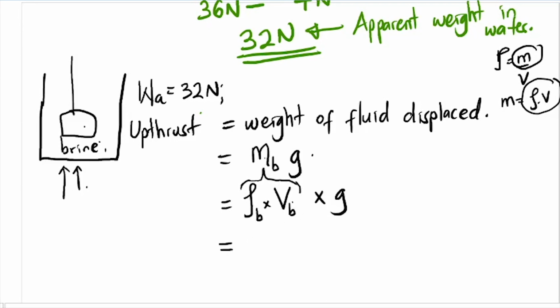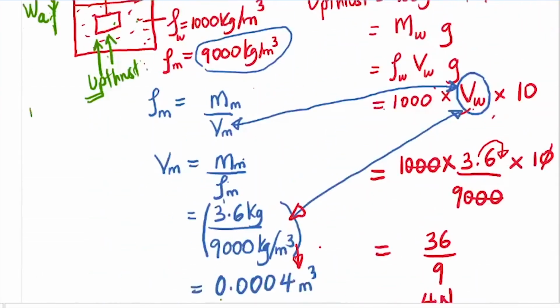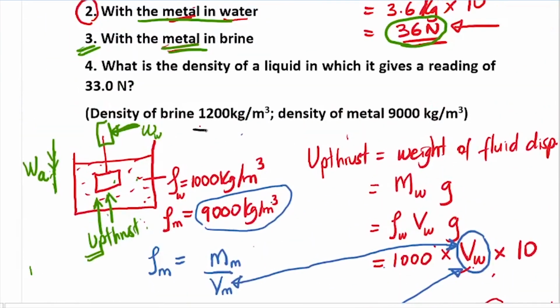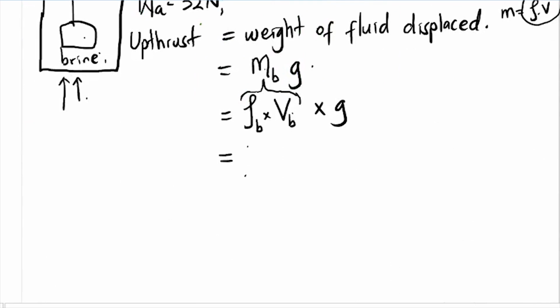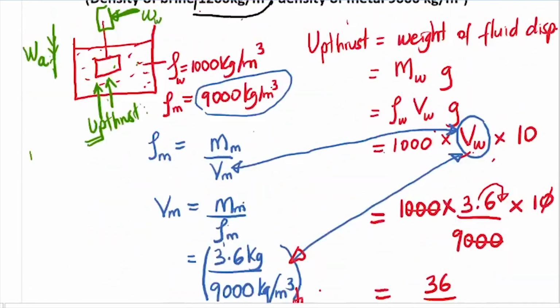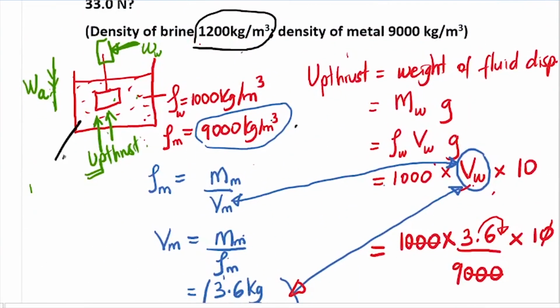So this is going to become, what's the density of brine? We'll come back up here according to our question. The density of brine is 1,200 kilograms per meters cubed. So we shall come down here and say density of brine is 1,200 kilograms per meters cubed. Multiply that by the volume of brine. Now remember, we are dealing with the same metal. It's the same metal that we dipped in water before, right here. It's this same metal we dipped in water, and it's the same metal we are dipping in brine.